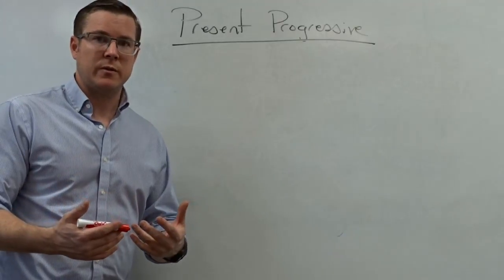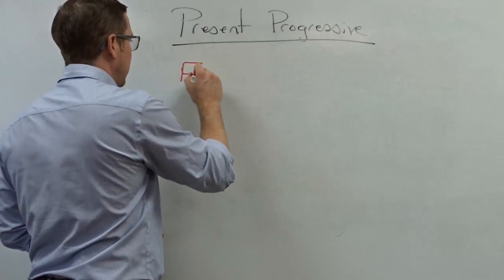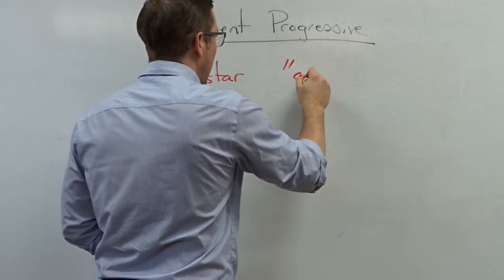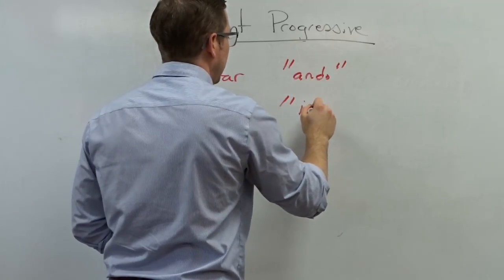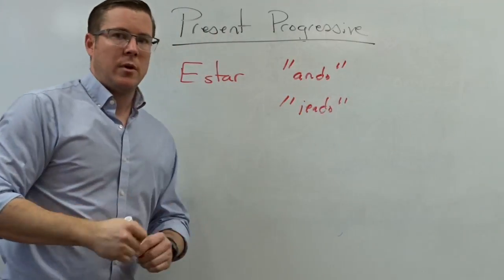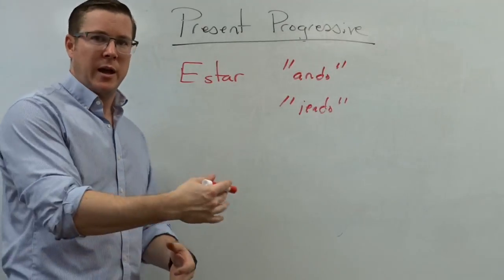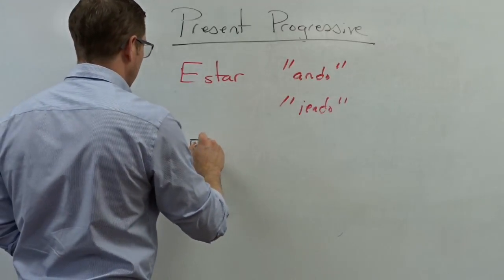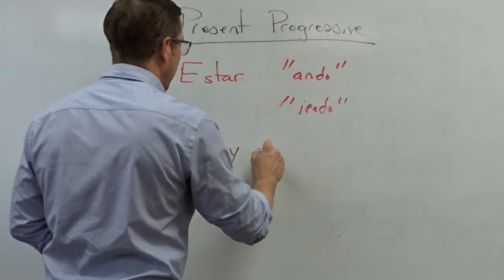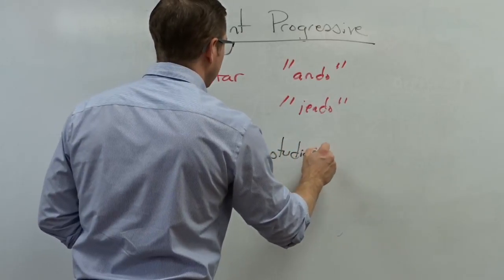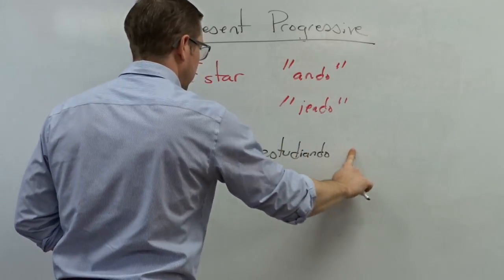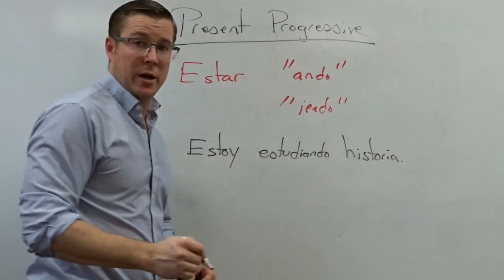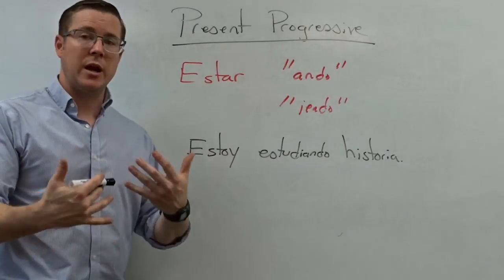Remember, the present progressive is when you use the verb estar with a present participle. These are words that you probably know as ando words or yendo words. These work very similarly, almost the same way as with the infinitives. So let me give you an example. Estoy estudiando historia. Okay? Estoy estudiando historia.